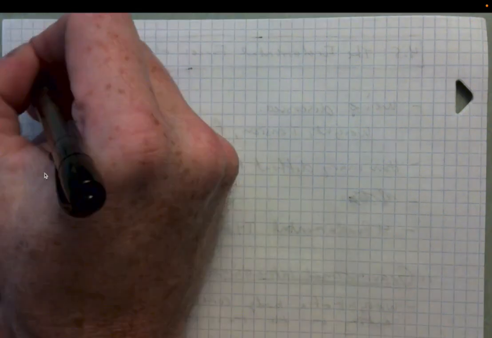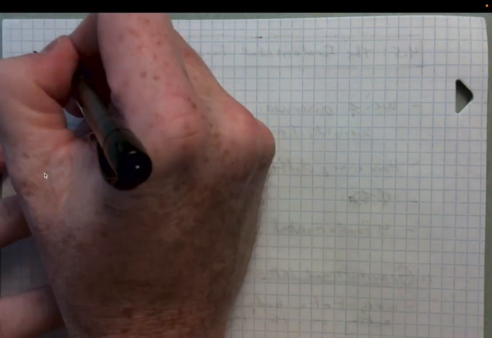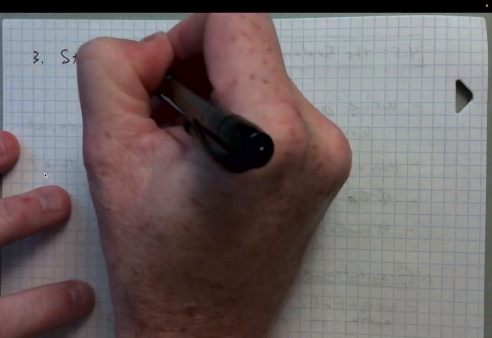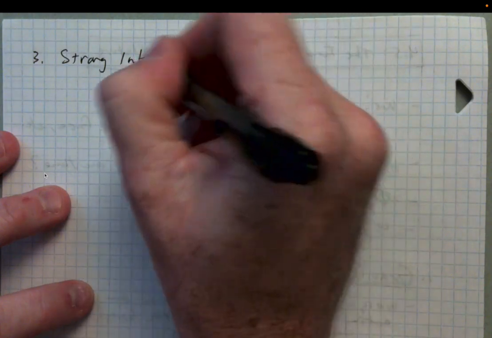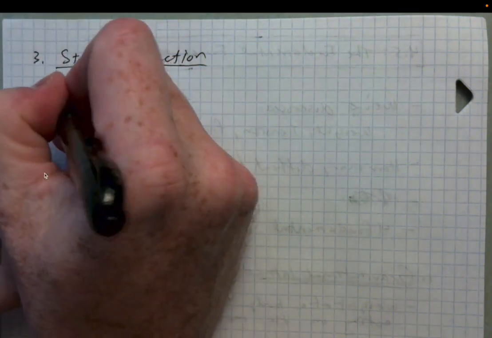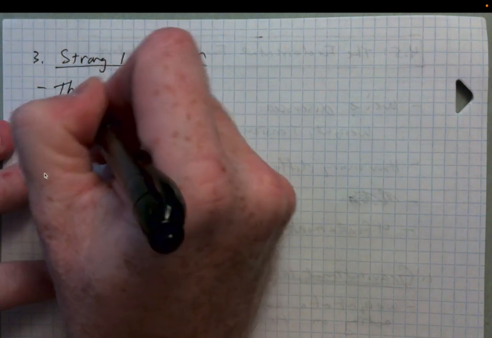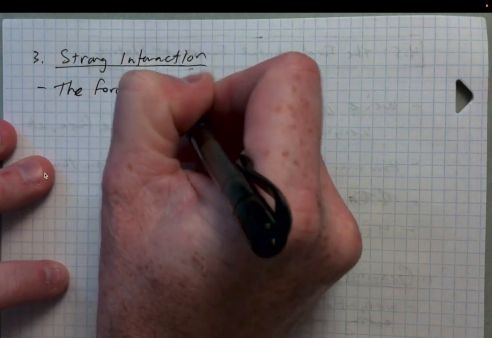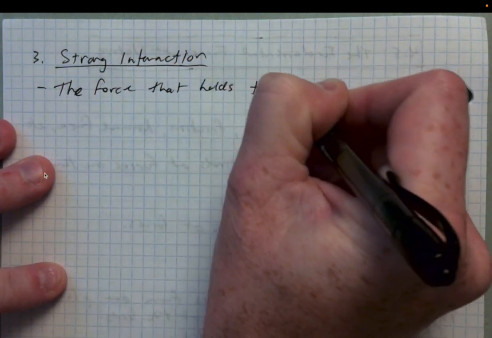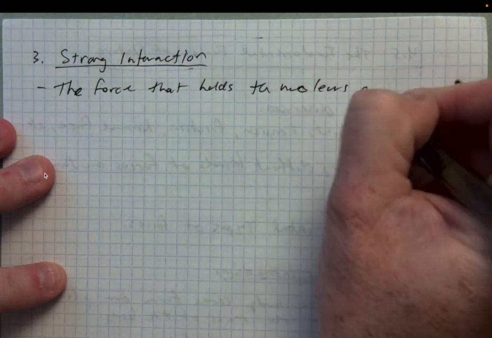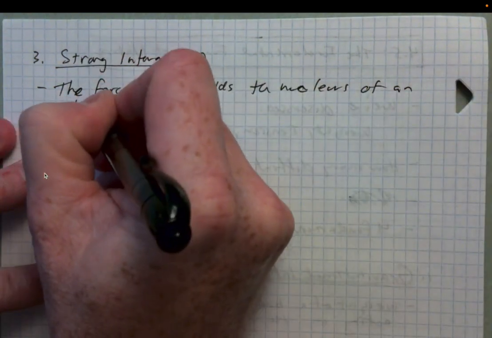So the first one, which will be the third fundamental force, is what's called the strong interaction. And this one is a little more intuitive, only because the description of it is a little bit more sensible. So this is the force really that holds the nucleus of an atom together.